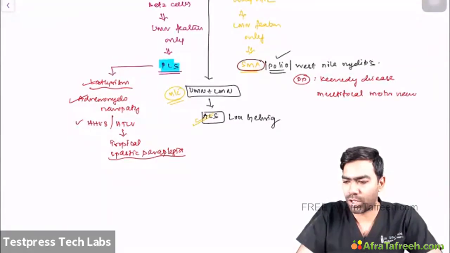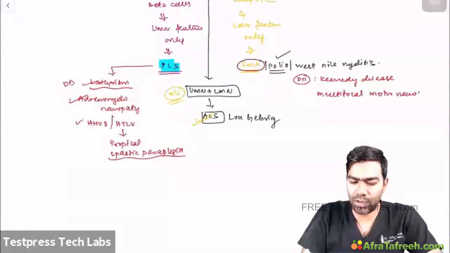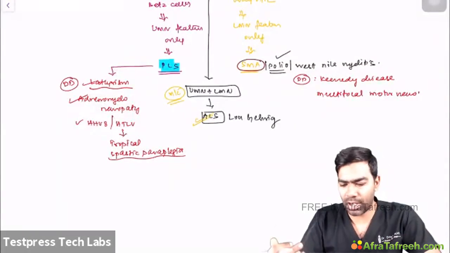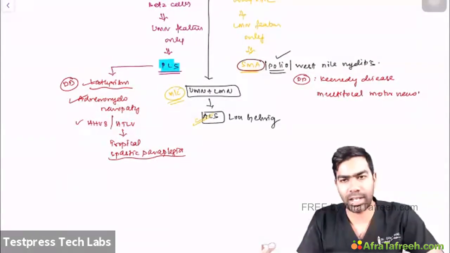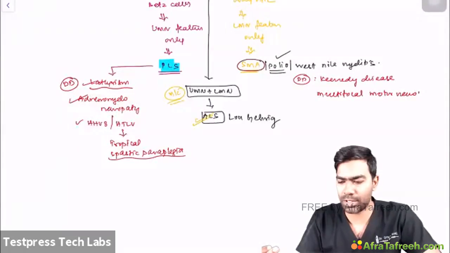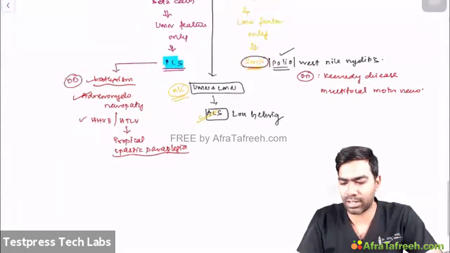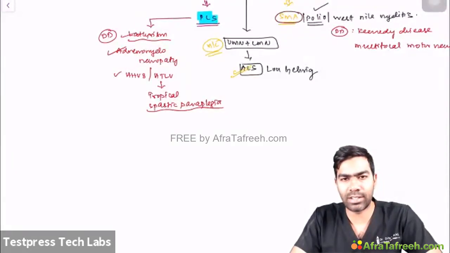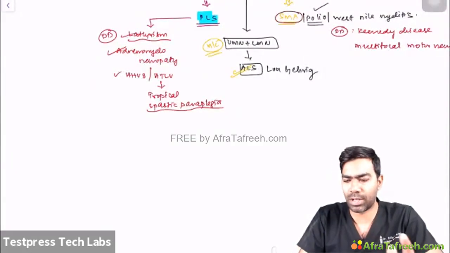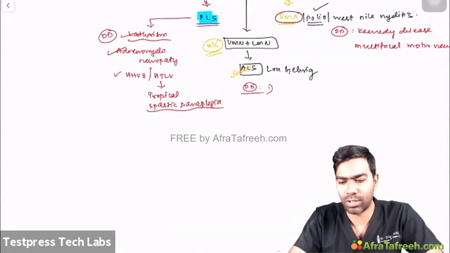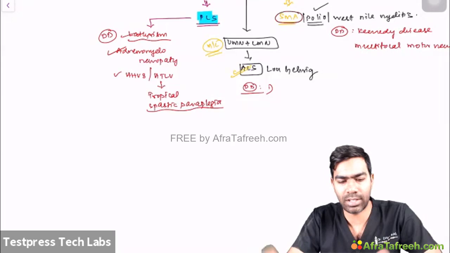Multifocal motor neuropathy. So the DD for PLS is lathyrism, adrenomyeloneuropathy, HHV8 and HTLV related tropical spastic paraplegia. And the DD for spinal muscular atrophy is poliomyelitis, West Nile myelitis, Kennedy disease and multifocal motor neuropathy. And the DD for ALS. Usually the DD for ALS is not that common, but there are two DDs which you need to tell. This is more important. So even if you forget those things, these you should not forget.